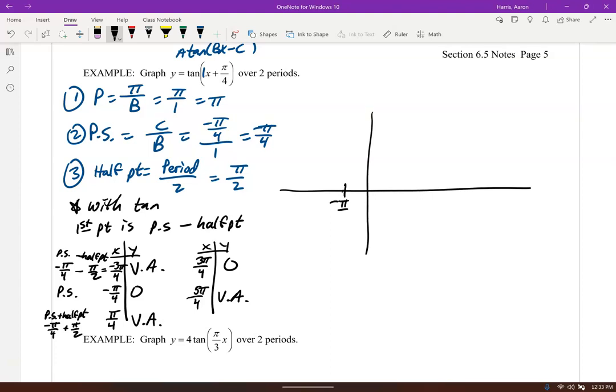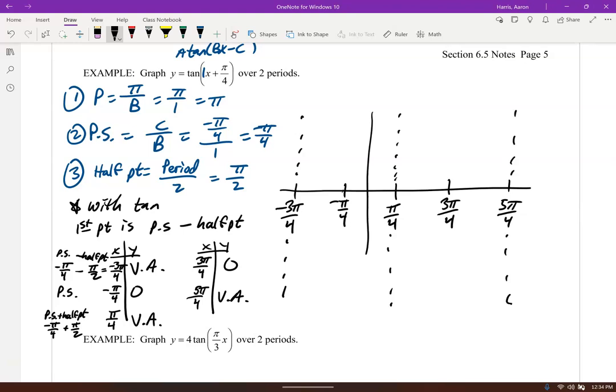So negative 3 pi fourths, vertical asymptote, pi fourths was a vertical asymptote, and 5 pi fourths vertical asymptote. Let me plot that point. Negative pi fourths, 0, 3 pi fourths, 0. And it looks like the tangent function. So it's going to be increasing because I didn't flip it over the x-axis. I could put some more points in.